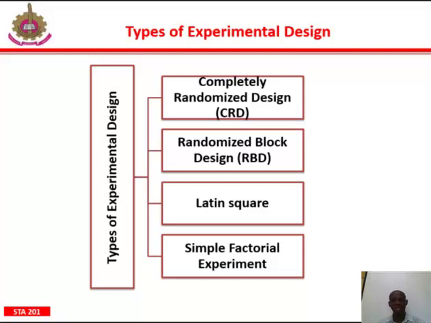Then we have the last type of experimental design, which is a simple factorial experiment. A factorial experiment is one in which the treatments allocated to the experimental plots are combinations of 2 or more factors, hence the term factorial. For example, you might wish to test the effect of a number of different fertilizers on more than one plant variety. Each plot will then be allocated a combination of one of the fertilizers applied to one of the varieties.